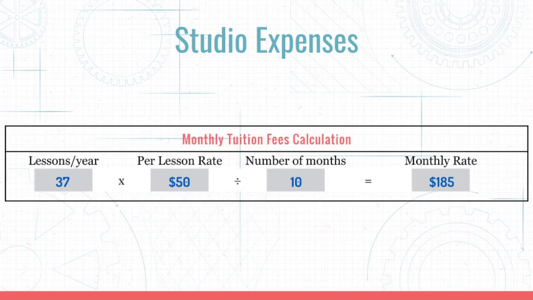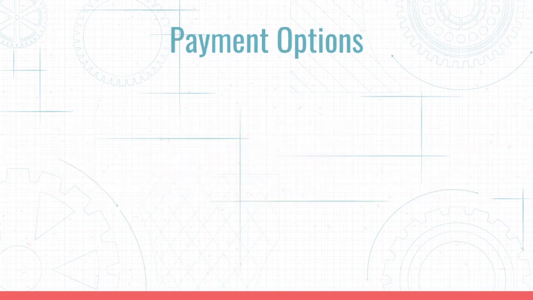And then the last table here is about calculating your monthly tuition fees. So if there are 37 lessons per year and your per lesson rate is $50 and the number of months that you're going to be charging students for is 10, then your monthly rate would be $185. So you can use a workbook to fill this out for yourself and work out what your monthly rate might be.